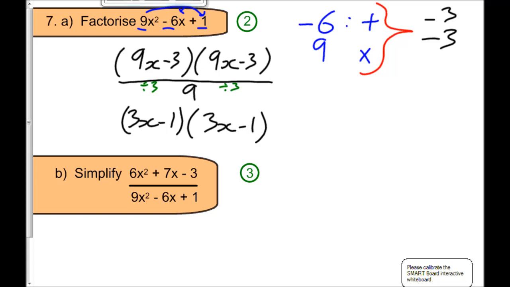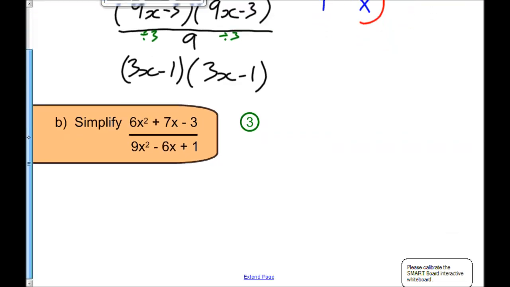So that was the answer to that one. You could have had 3x minus 1 squared. Didn't matter too much. The final answer, the marks would have been awarded at this point here. So 3x minus 1, 3x minus 1.